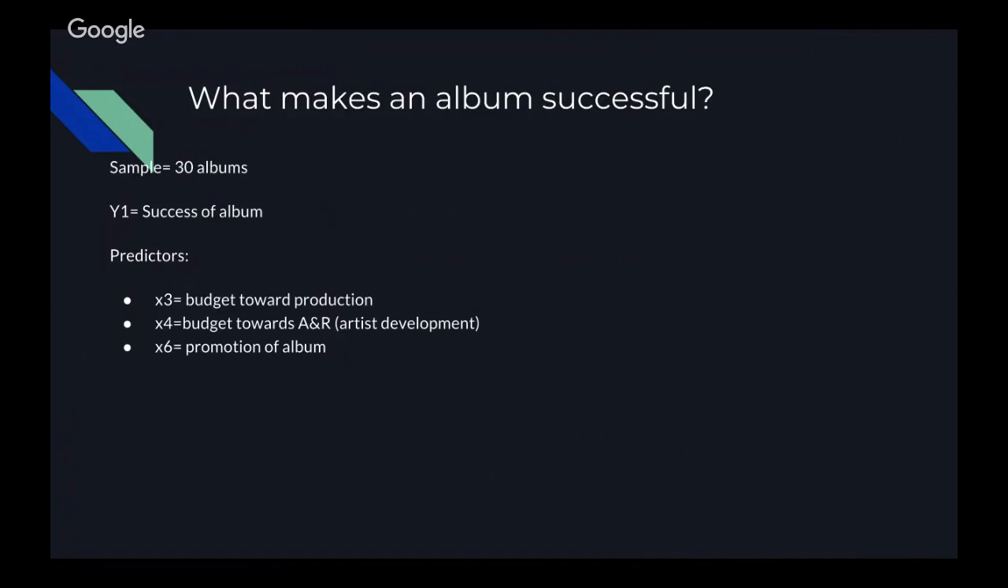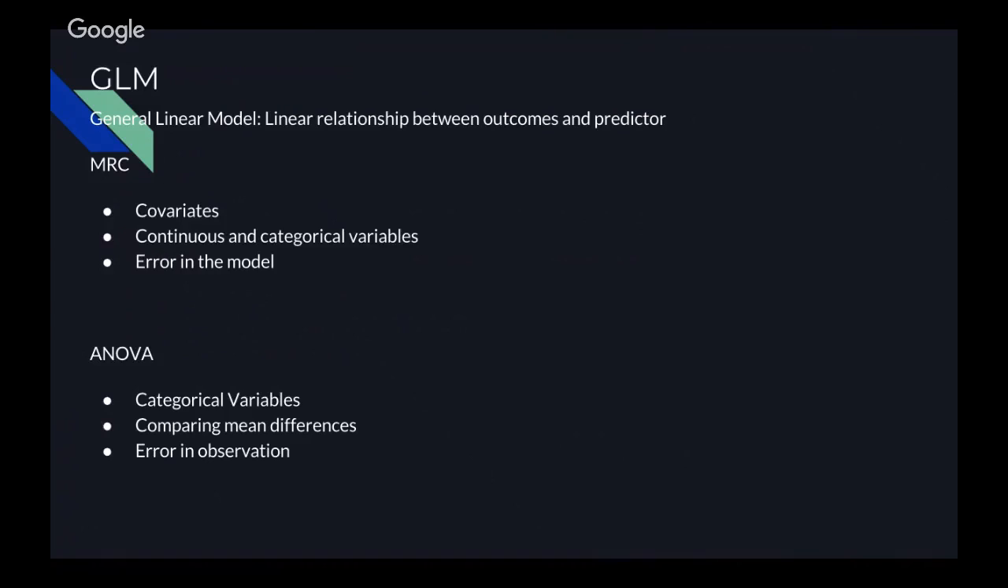We have 3 predictors: the budget towards production, the budget towards A&R, or artistic development, and the amount of money spent on the actual promotion of the album. In relation to the general linear model, we're trying to think about what is the best fit, what we should use to test this. In general, we use the general linear model to test linear relationships between outcomes and predictors.